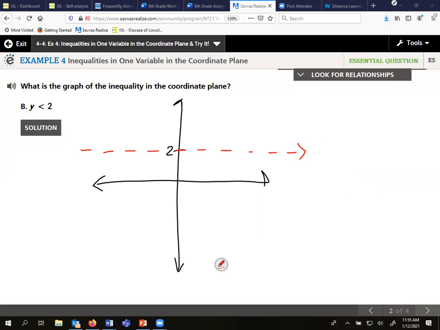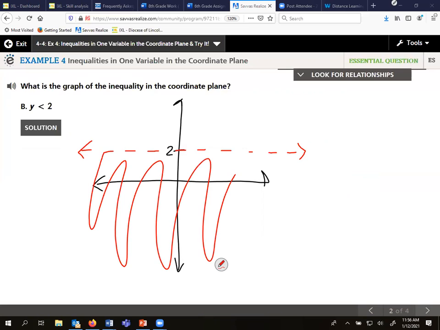This is everywhere that y is equal to 2. We don't want to know where y is equal to 2. We want to know where y is less than 2. Where are the y's less than 2? Below. Boom, you're done.